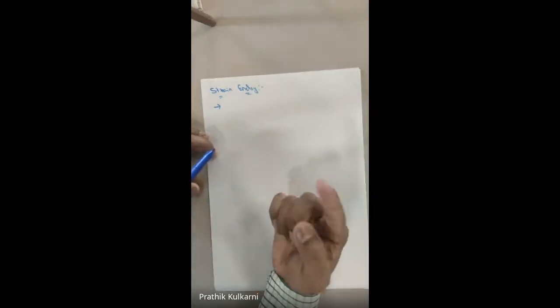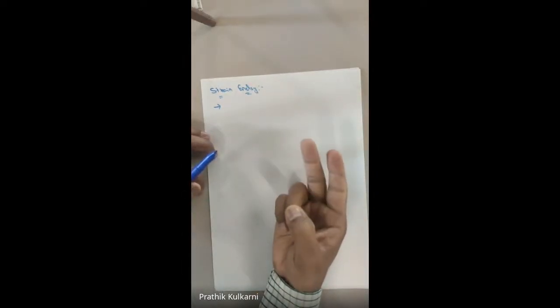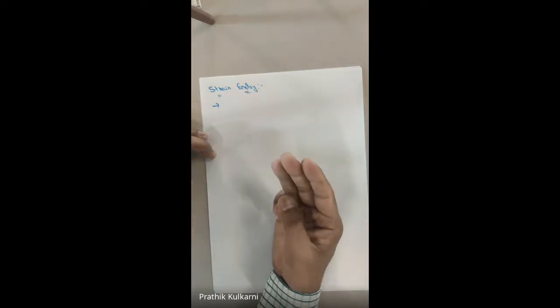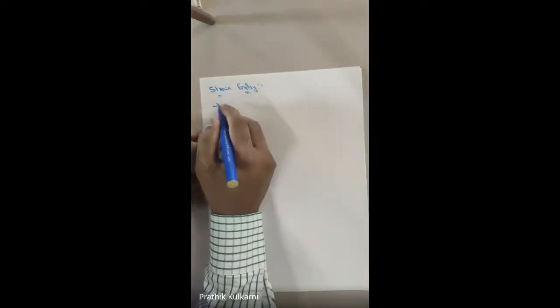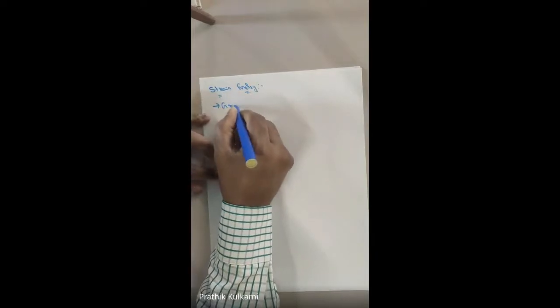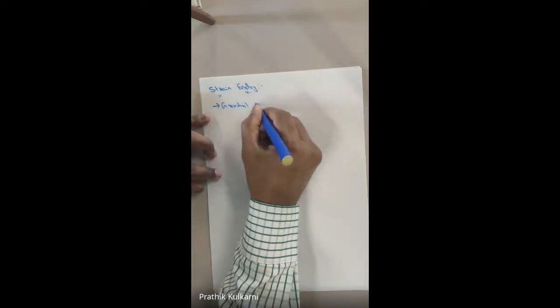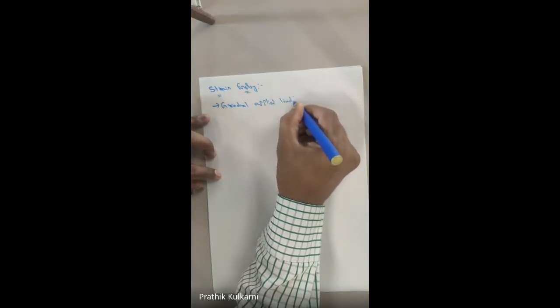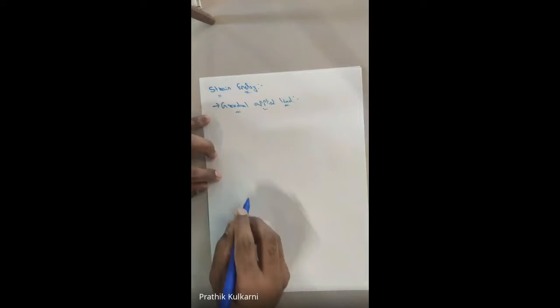Which are gradually applied load, suddenly applied load, and impact load. I think you have already learned this in your SOM subject, so here we will see that only. So the first one, we have gradually applied load. What do you mean by this gradually applied load?